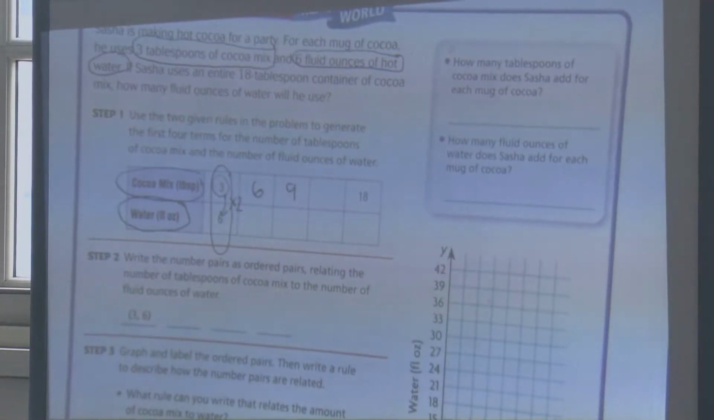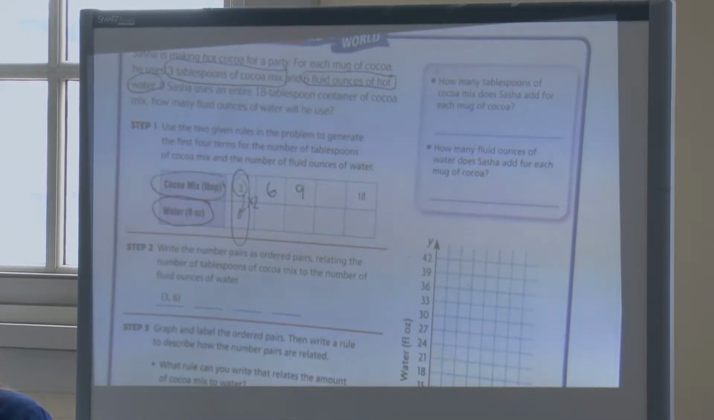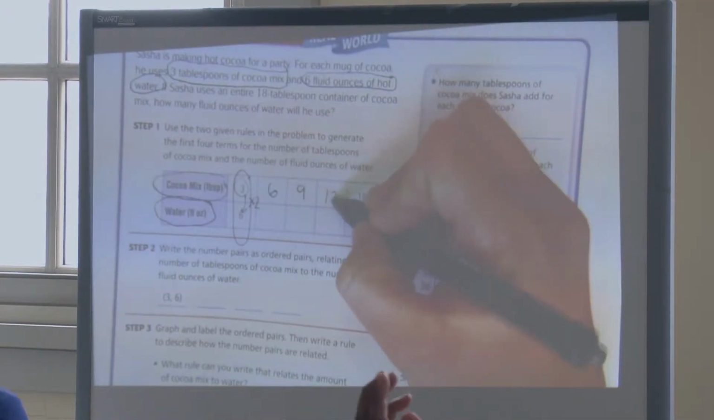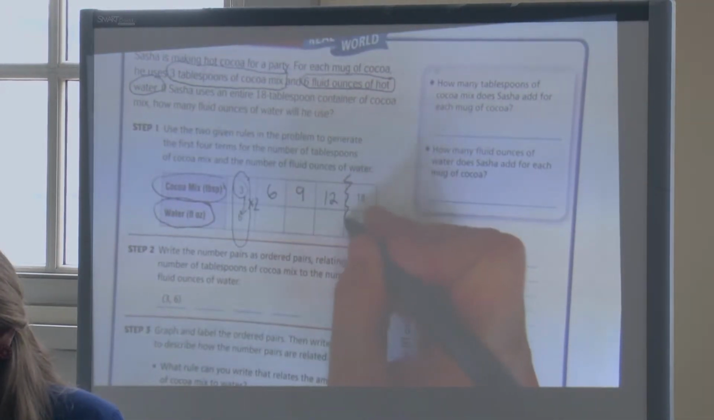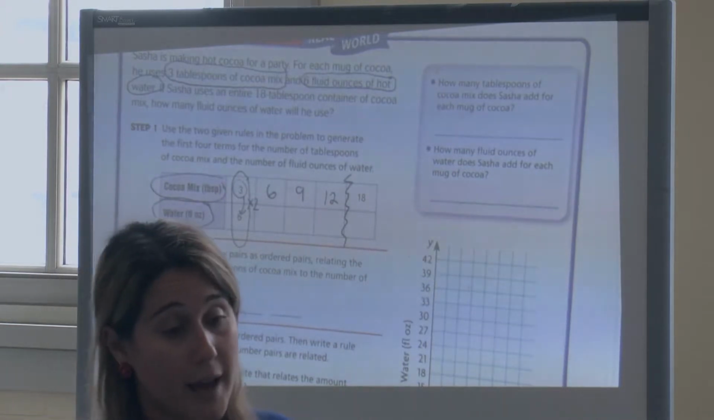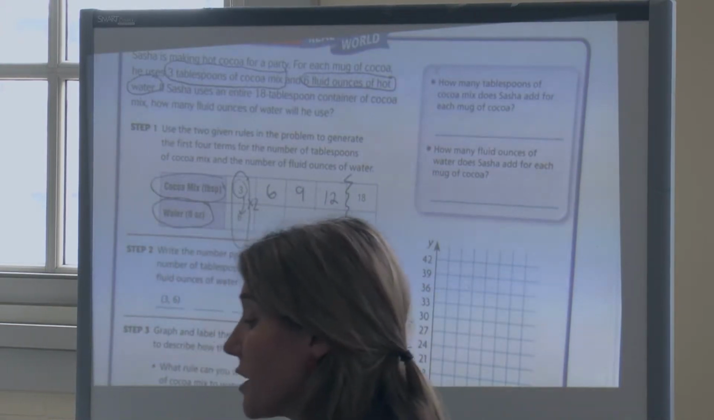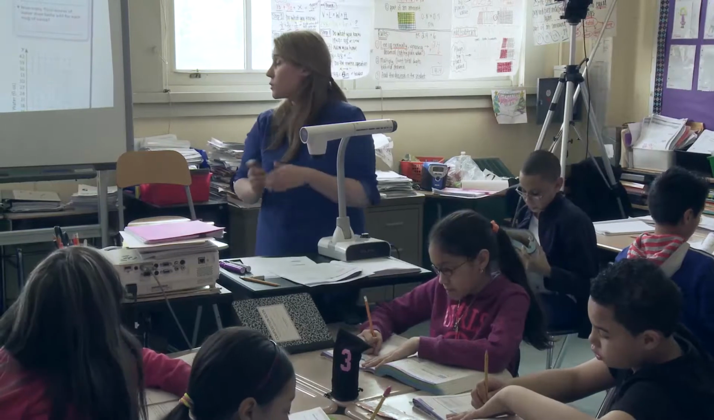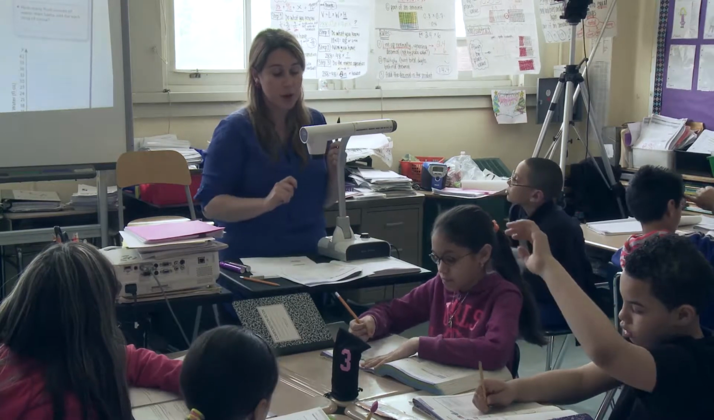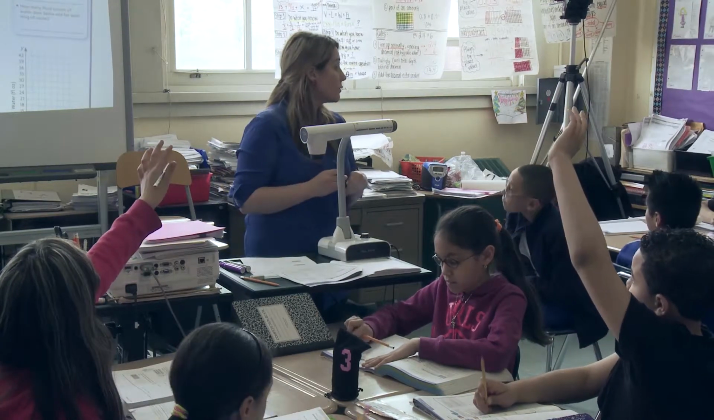9 tablespoons. 4 batches, Juliana. Can't hear you. 12 tablespoons. They gave a little break in the chart like we saw yesterday. Now let's think about the water. 3 tablespoons of cocoa mix for 6 ounces of water.